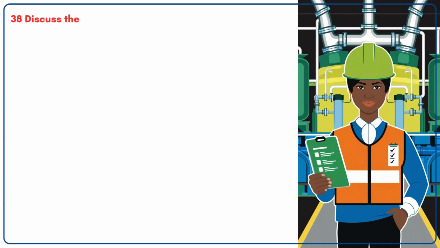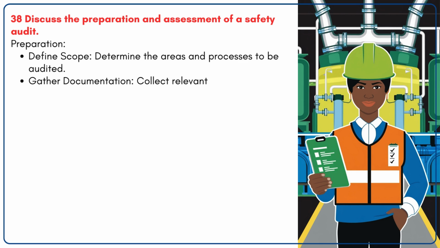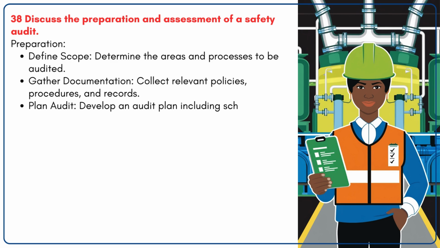38. Discuss the preparation and assessment of a safety audit. Preparation. Define scope: determine the areas and processes to be audited. Gather documentation: collect relevant policies, procedures, and records. Plan audit: develop an audit plan including schedule and team.